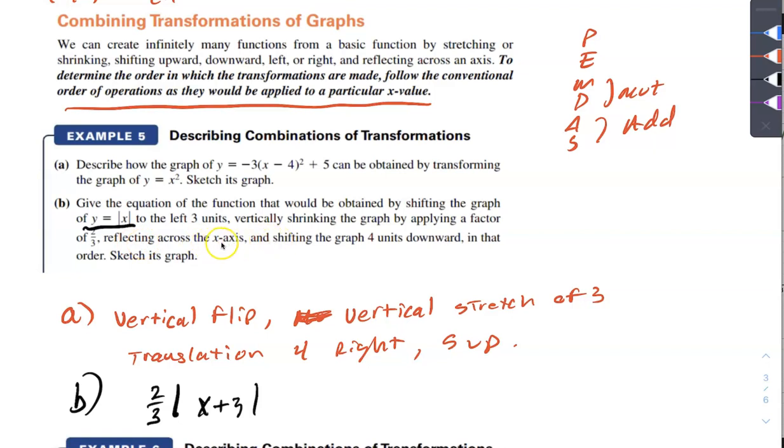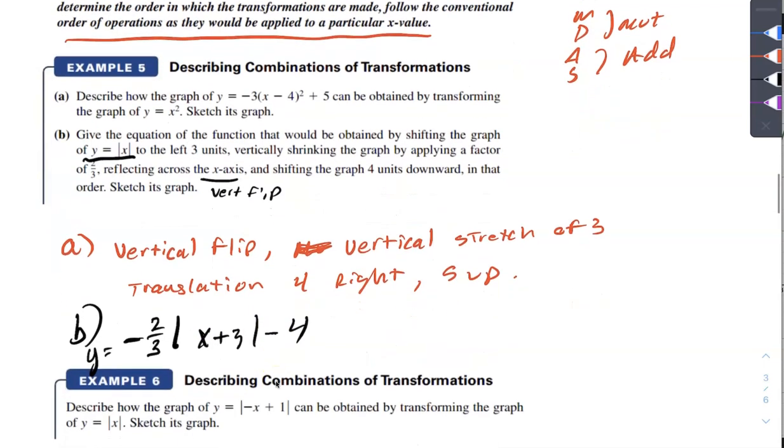Reflecting across the x-axis, that's another way of saying a vertical flip. So there's going to be a negative on the outside. And shifting the graph 4 units downward. So on the outside again, up and down is on the outside, minus 4. Don't forget my y equals. And that's my equation. And now they want me to graph it.